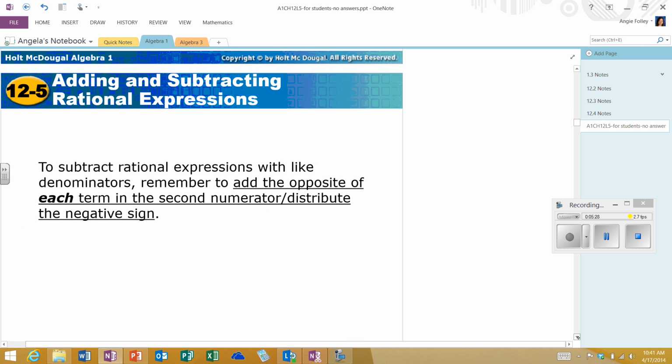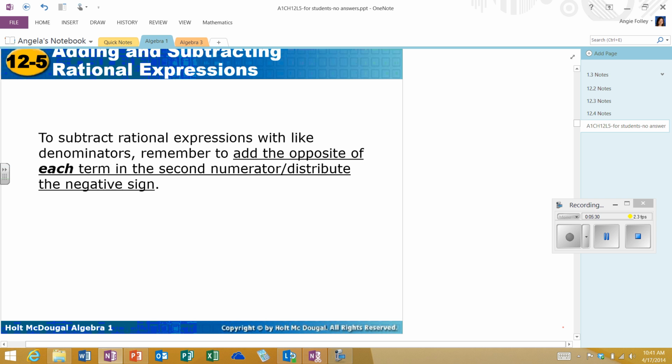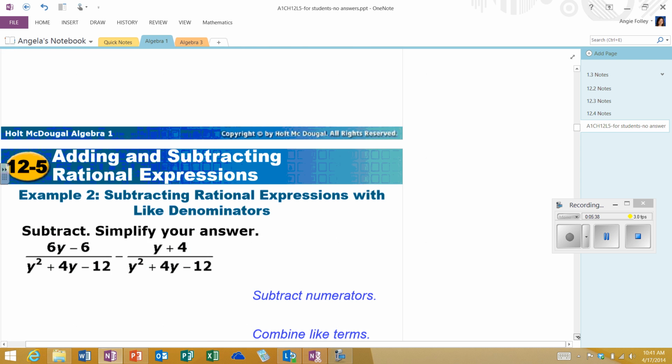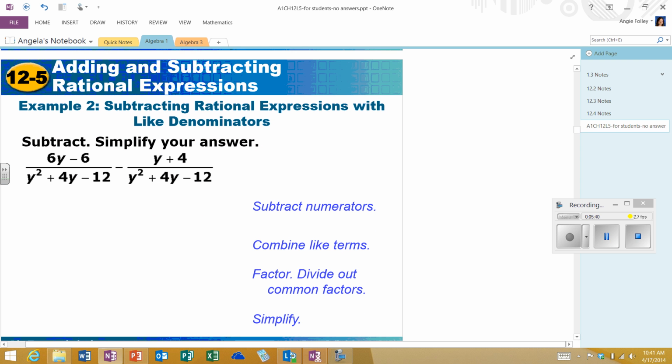All right, so subtracting is a little bit different. To subtract rational expressions with like denominators, you would have to add the opposite of each term. So the negative sign has to carry over to everything. So for example, if there's a minus, we've got a common denominator, so we're good there. This has to carry over to both of these terms.